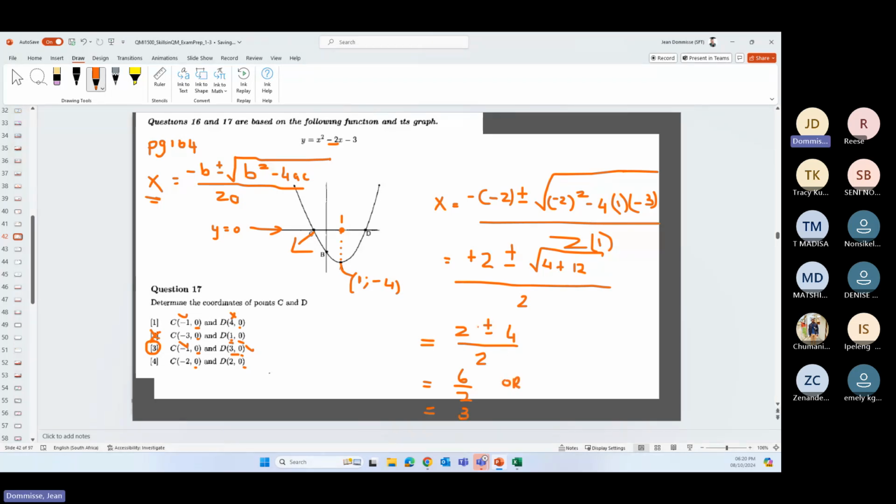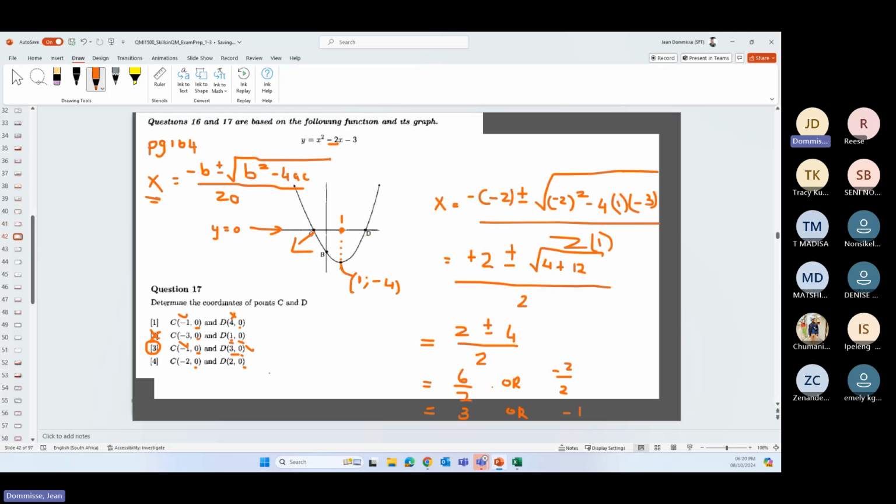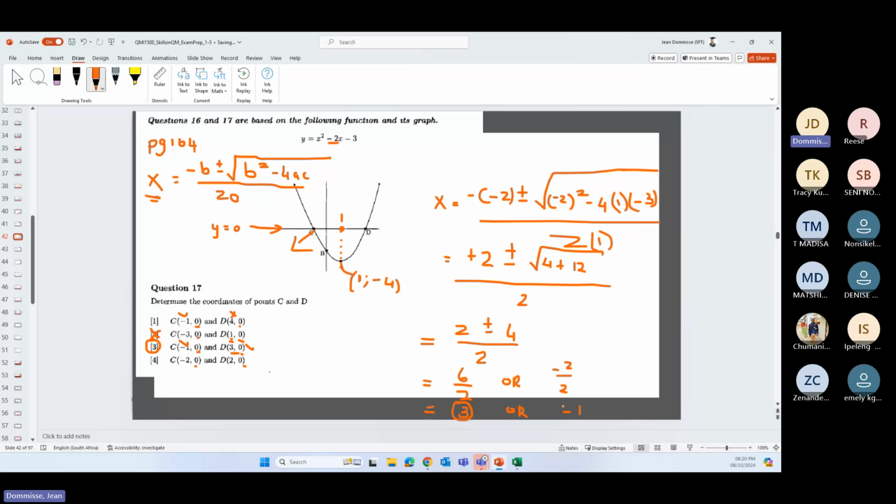Or we've got 2 minus 4, which is minus 2 over 2. And minus 2 over 2 is minus 1. So there you could see exactly the same. We've got the x as minus 1, the x as 3. So again, it didn't matter if we used factorization or this formula, we will get x is 3 or x is minus 1.